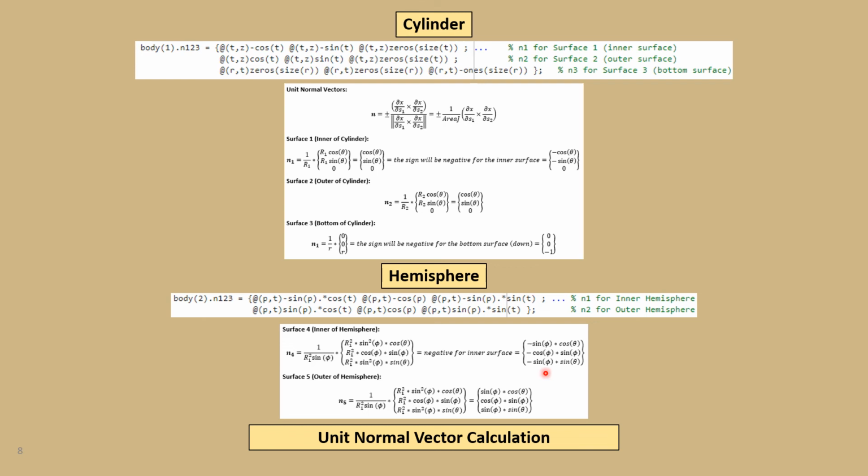And then finally for the hemisphere, I got two normal unit vectors that are equivalent but changing in sign depending on the inside and outside surface: sine phi times cosine theta, cosine phi times sine phi, and sine phi times cosine theta.